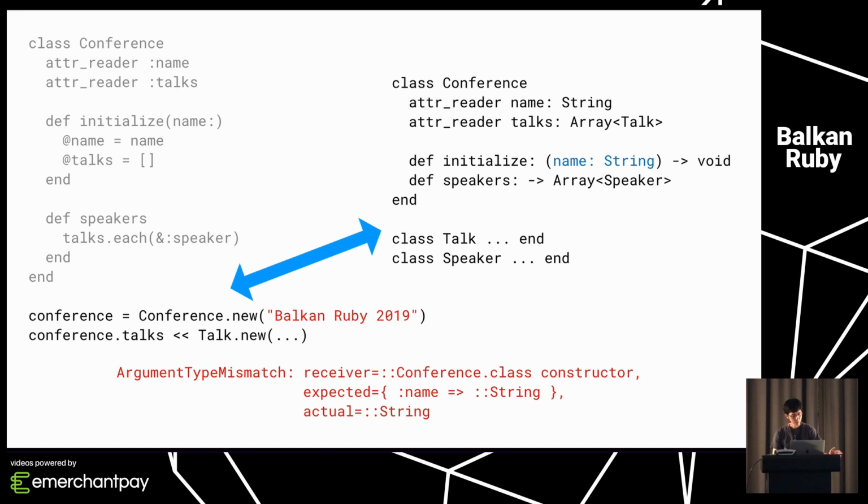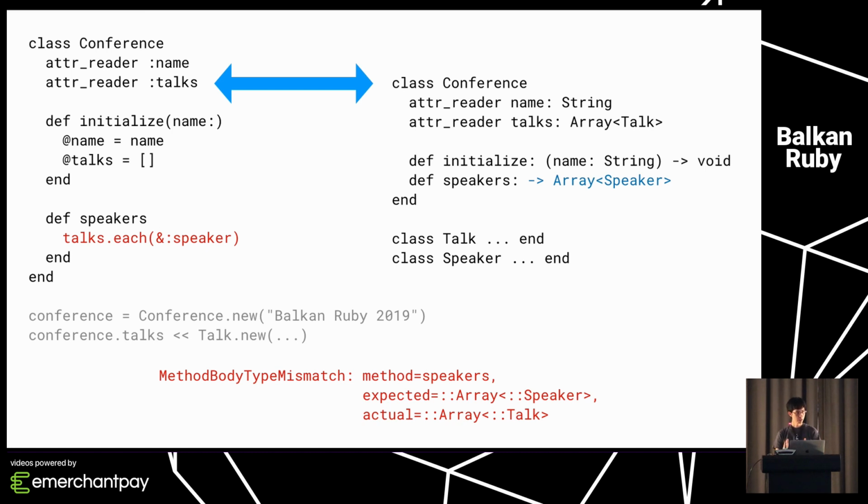The first thing Steep will do is to detect bugs in using the classes. I think you already found it, but the Conference.new method call has a bug. The initialize method of the Conference class requires a keyword argument, but it is called with a positional argument. So Steep will detect an argument type mismatch error. It says the expected type is a name keyword whose value is a string, but it's actually called with a positional argument.